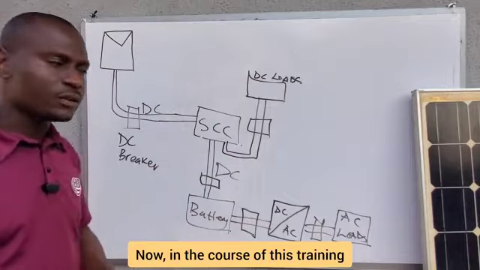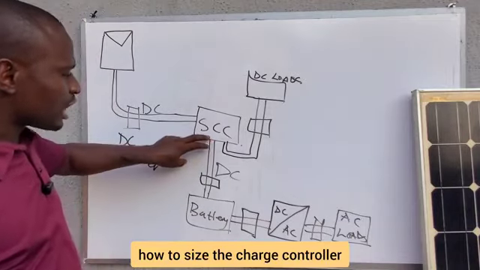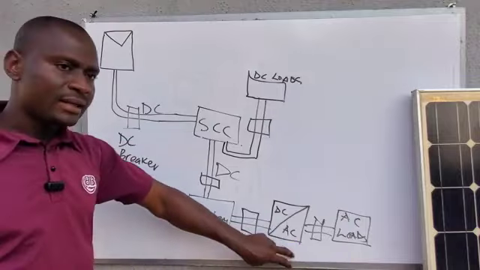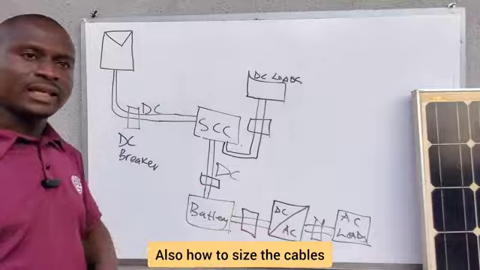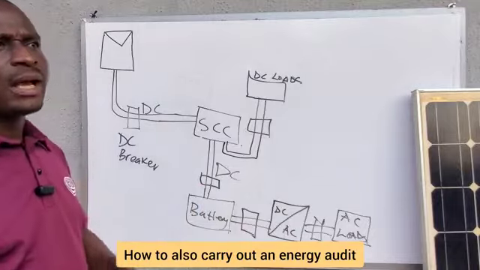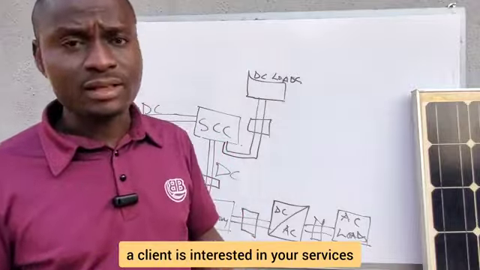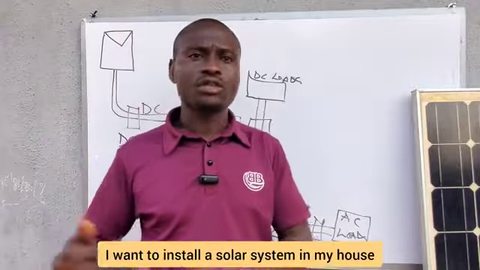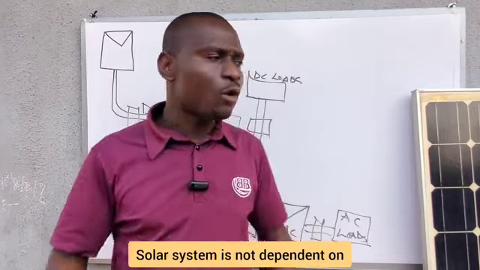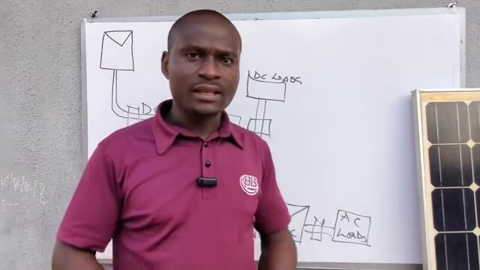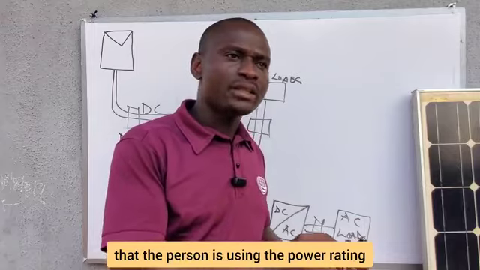In the course of this training, I'm going to show you how to size the solar panels, the charge controller, the battery, and the inverter, then also how to size these breakers and the cables, and how to carry out an energy audit. That is, if you have a client who is interested in your services and tells you, I want to install a solar system in my house: a solar system is not dependent on how many rooms the person has. It is dependent on the appliances that the person is using, the power rating of the appliances.